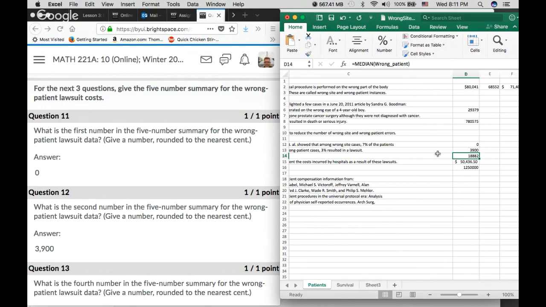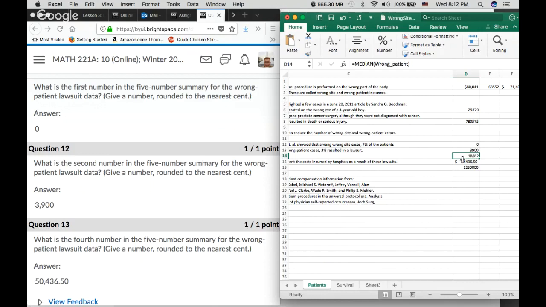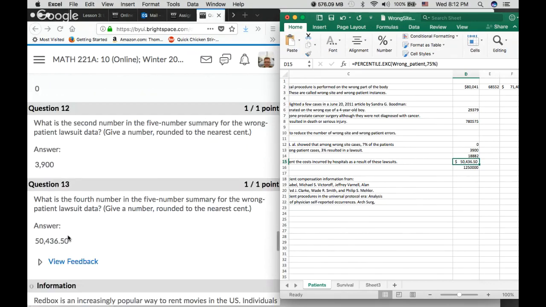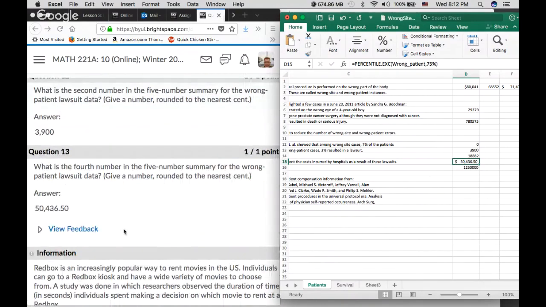Then you can even do a median function, which is the third number in the 5-number summary. The fourth quartile, or the 4th number in the 5-number summary, which is 75%, will give you 50,036.50, which is a dollar amount. I want it to the nearest cent.